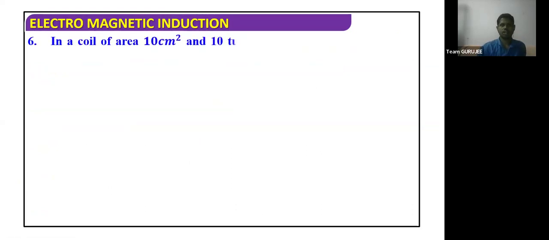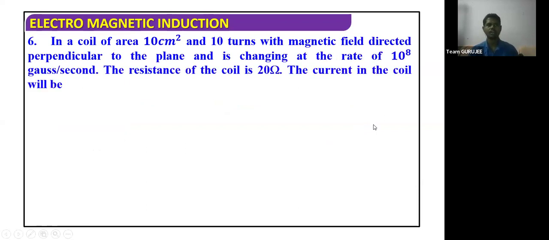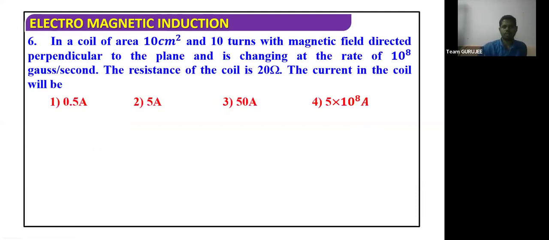The next question: in a coil of area 10 centimeter square and 10 turns, with the magnetic field directed perpendicular to the plane, the field is changing at the rate of 10 power 8 gauss per second. The resistance of the coil is 20 ohm. The current in the coil will be 5 into 10 power 8.